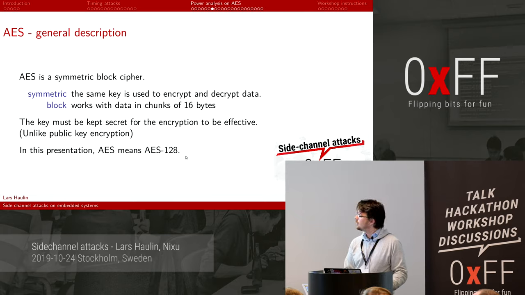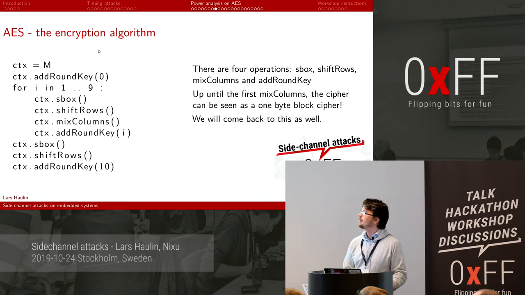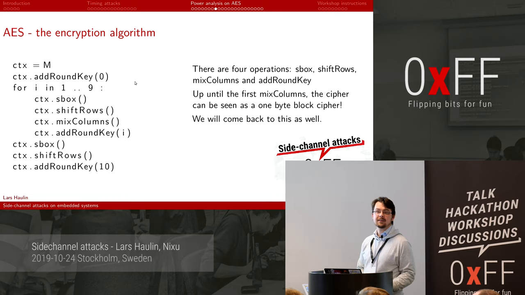So the algorithm itself, this is what it looks like written in pseudocode. It has basically four different steps. One is that it takes this block of 16 bytes and XORs it with a key. That is one step. This is what adds secrets to it, and it's invertible, because you can just XOR with the same key back. Then there is a nonlinear substitution box, which introduces nonlinearity. It takes every byte and maps it to another byte, and this is also designed to be invertible.